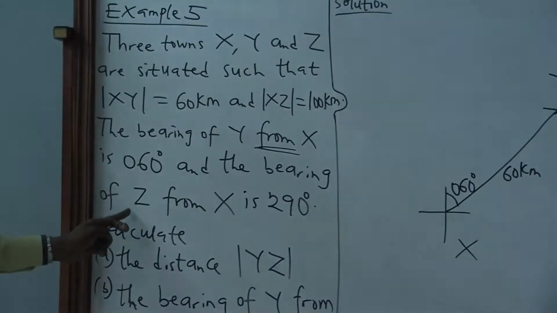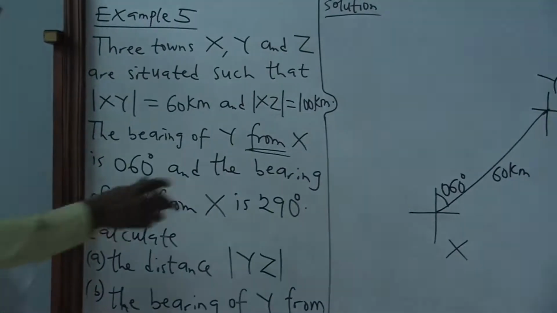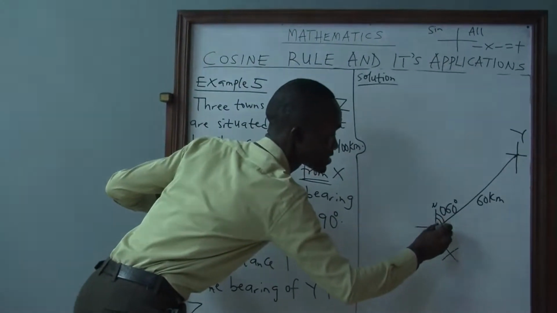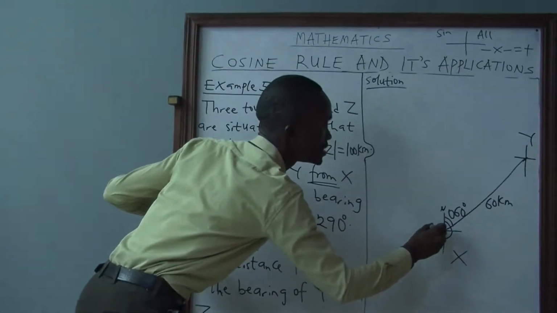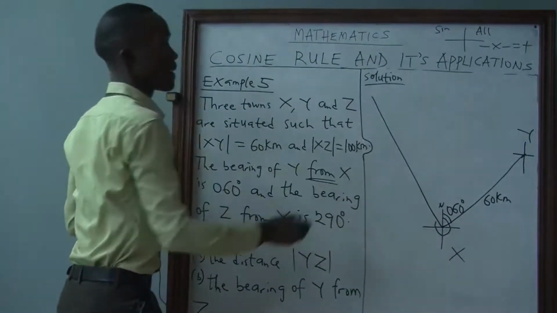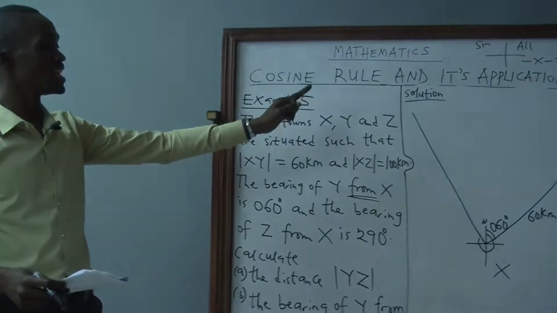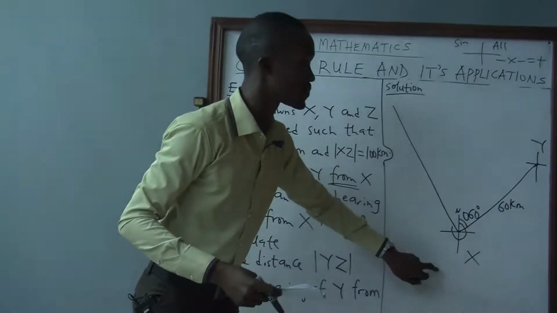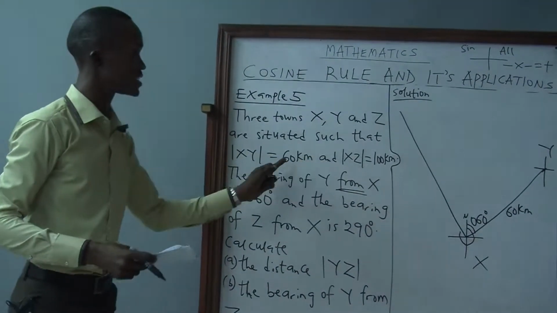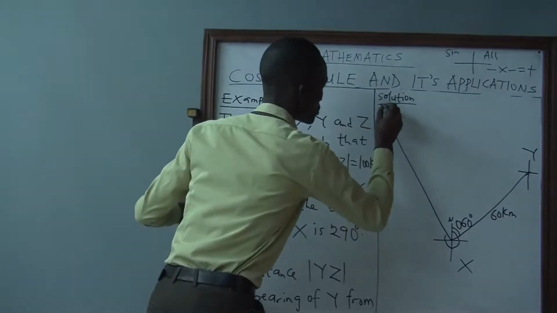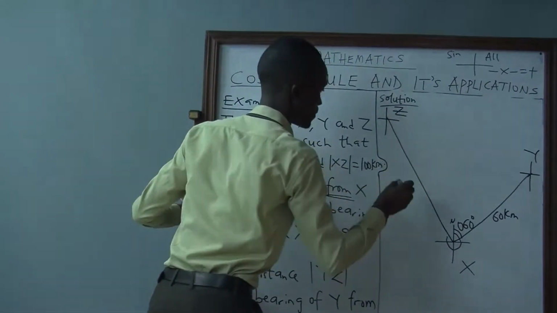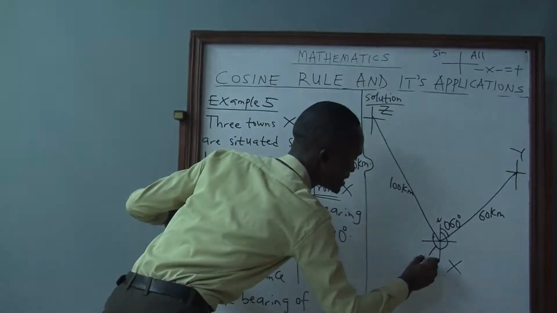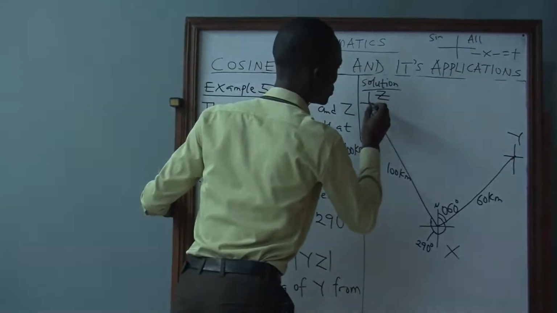Now, the bearing of z from x is 290. We also take it from the North Pole, that is from 0 degrees. We have 90, 180, 270, then 290. You can see that the line I'm using to represent xz is longer than the line I used to represent xy, because 100 is more than 60. So this is z, and this one is 100 kilometers. The angle from here to this line, everything like this, is 290 degrees. Then I will join this.